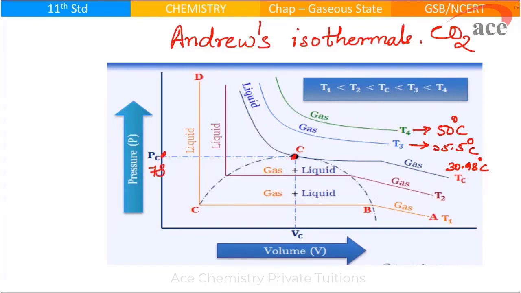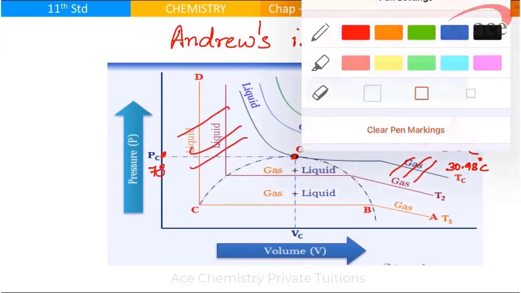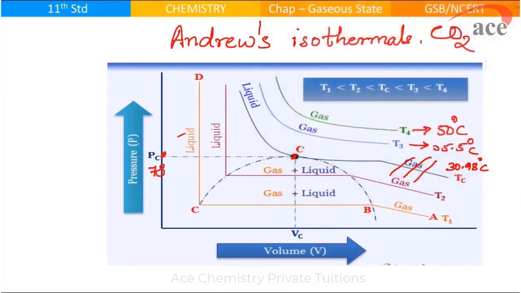At point C, the CO2 is getting converted to liquid. This side is liquid, this side is gas. It's very clear from the graph. Okay. Now, anything below the dome, if you see there is a dome, this side will be liquid and this side will be gas. Okay, so there is an equilibrium.